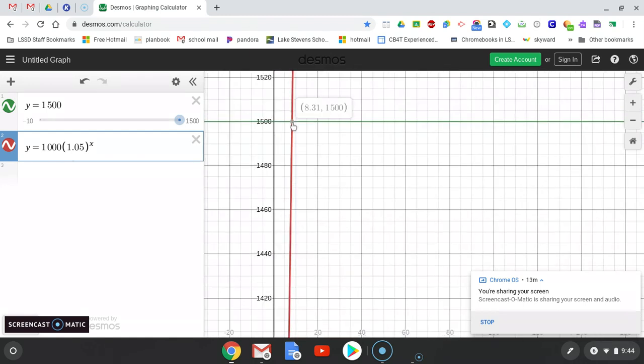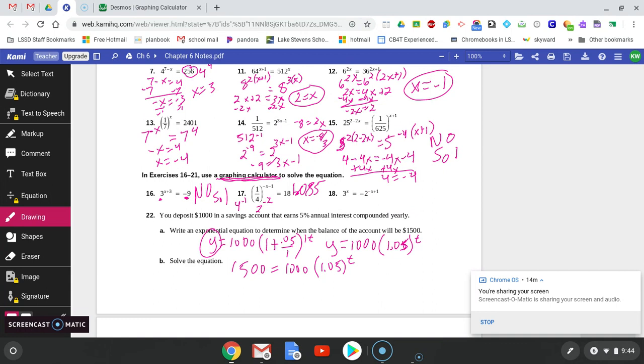So now let's zoom into this point. All right, so where do they intersect? Well, they intersect at 8.31, 1,500, which means what's our answer? Our answer is at about 8.31 years. So 8.31 years, and that's approximate, is when they are going to have a balance of $1,500.